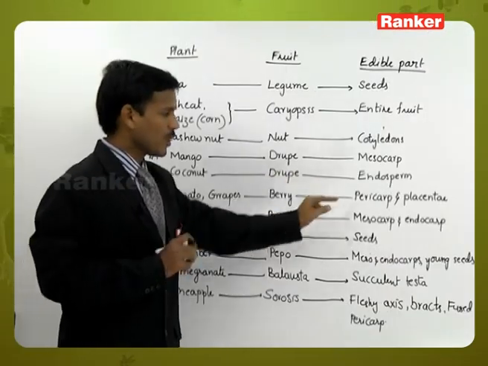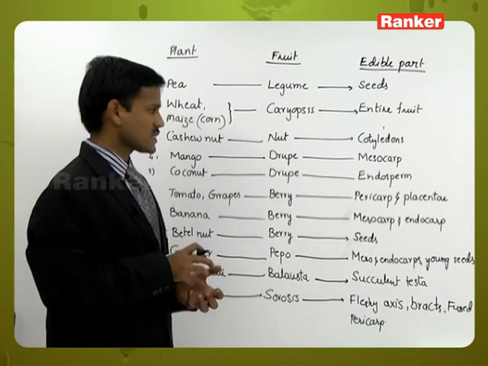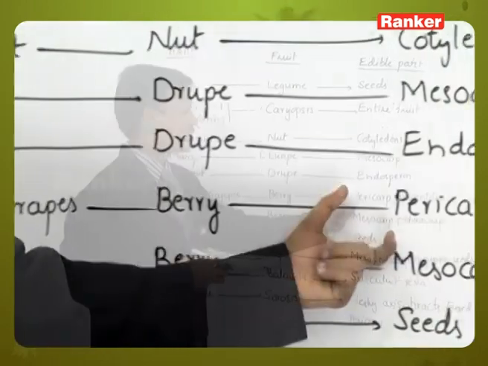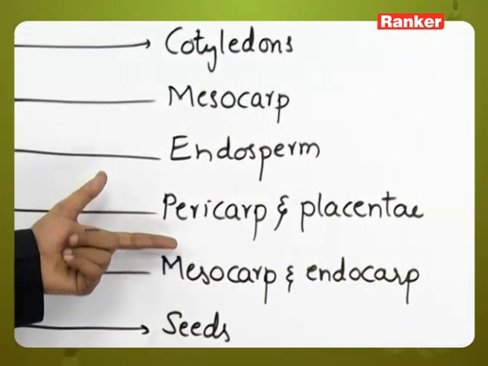Next, in tomato and grapes, the total fruit is edible, that is also a berry. The outer pericarp and inner placenta, so the total fruit is edible. Generally, the total fruit is edible.